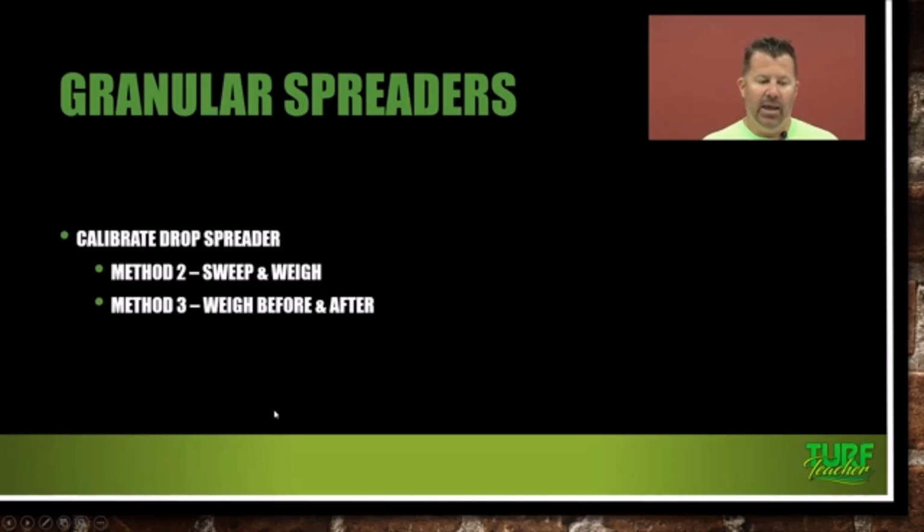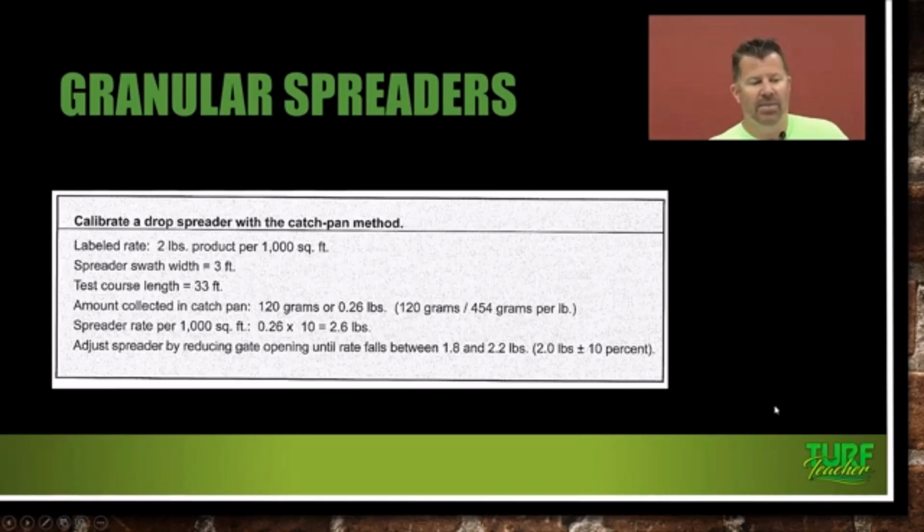Method 2, you could sweep it and weigh it. You're going to sweep up the product that you put out if you don't have the catch pan. Sweep it up and then weigh it. Or you could weigh before and after. You'll weigh the product before you put it in the hopper and then measure what's left. I still like the sweep and weigh method because it's what I'm used to doing with our rotary spreaders. It's just the way you're going to do it. So let's look at the catch pan method.